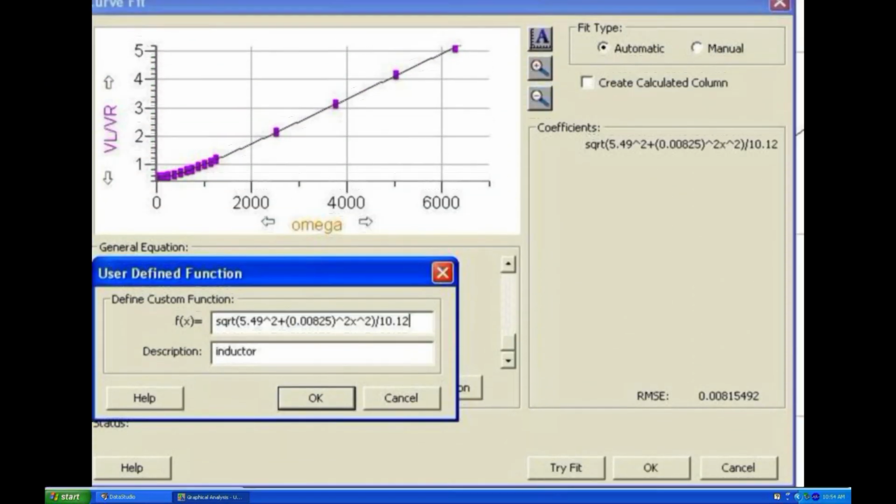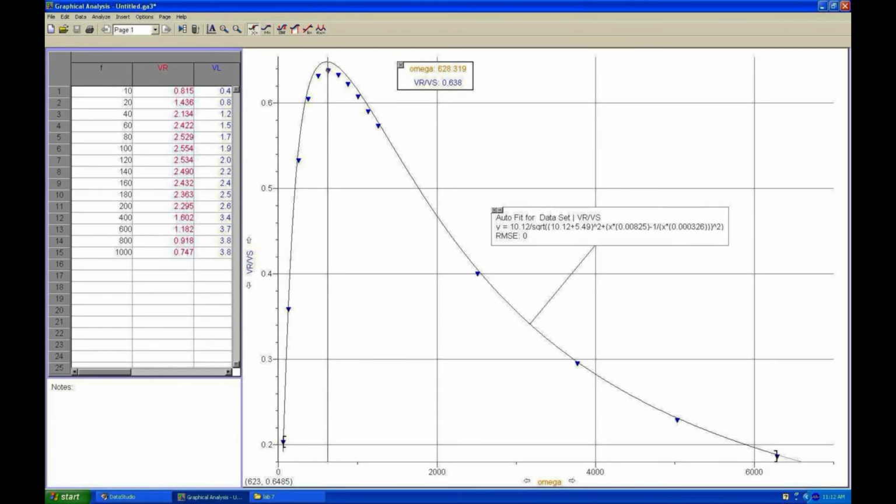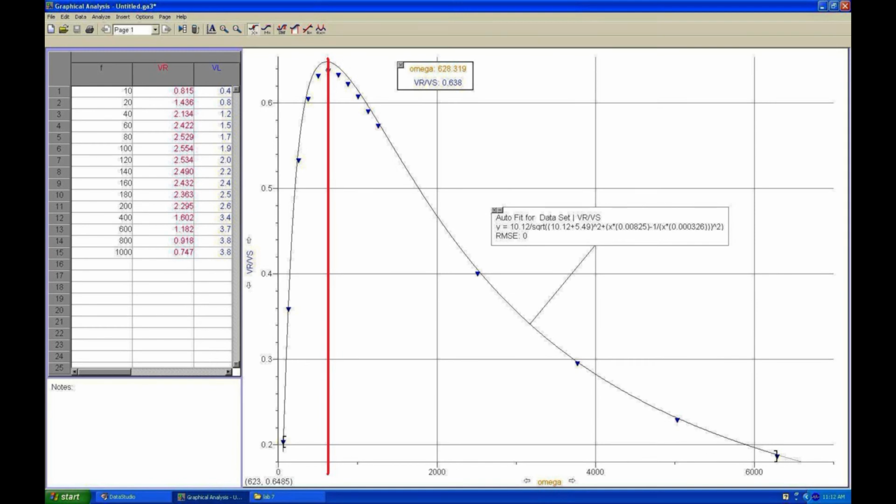You can plot the more complex function representing the voltage across the inductor by defining a function and using the actual numerical values for resistances and inductance. The resistor voltage, and thus the current, shows a peak at the resonance frequency. Measure this frequency where the peak occurs and compare with 1 over the square root of LC.